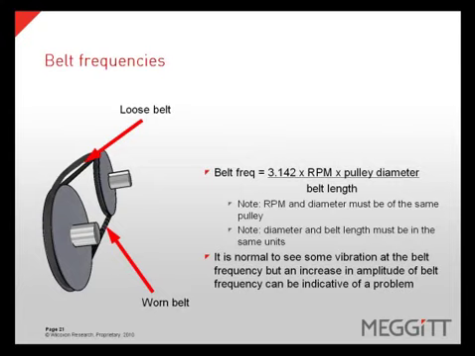There are a couple of things you should keep in mind here. The RPM used in the calculation and the pulley diameter need to be from the same pulley. The pulley diameter and the belt length need to be in the same units. If you use inches for one, use inches for both. And lastly, it is normal to see some vibration at belt frequency. However, changes in amplitude can indicate a problem.